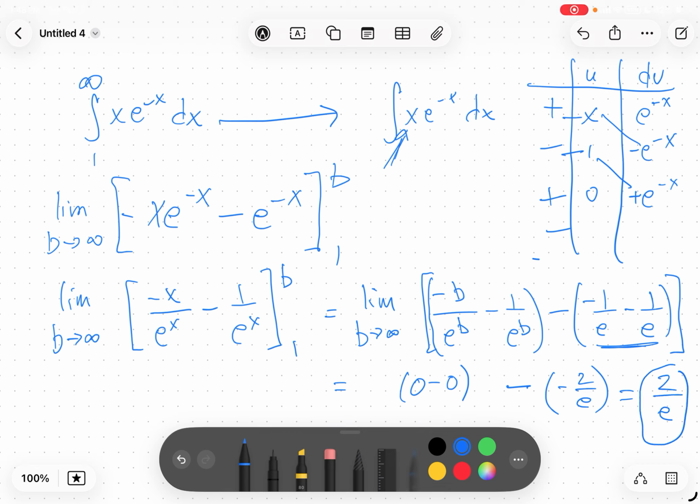Of course, you can try to verify this with your Desmos calculator like I showed in the last video. Delta Math also has problems where you're doing the graphical representation of an improper integral.